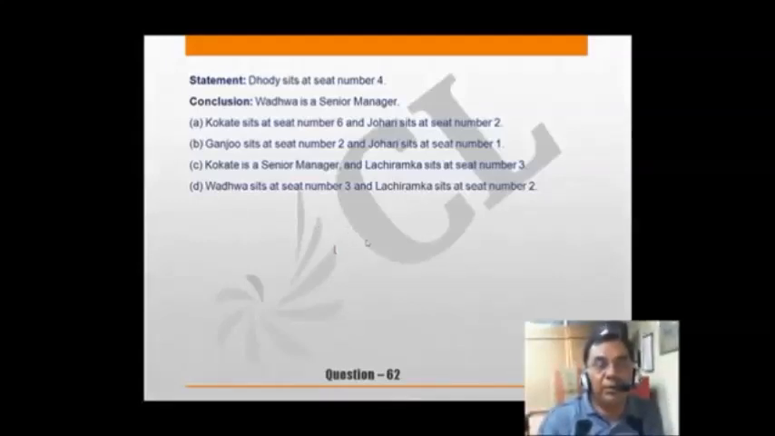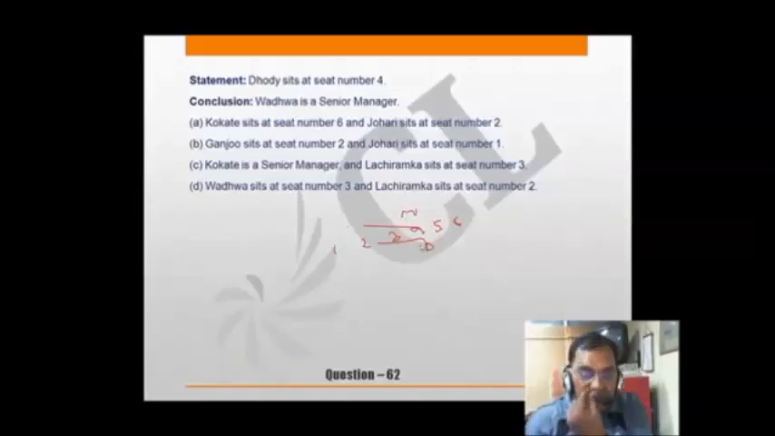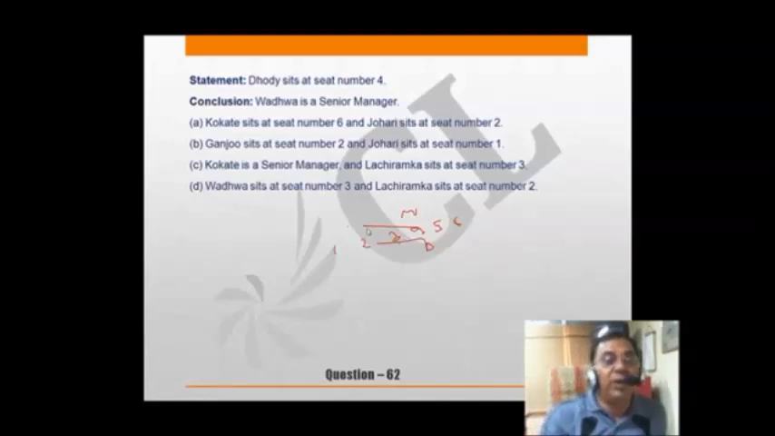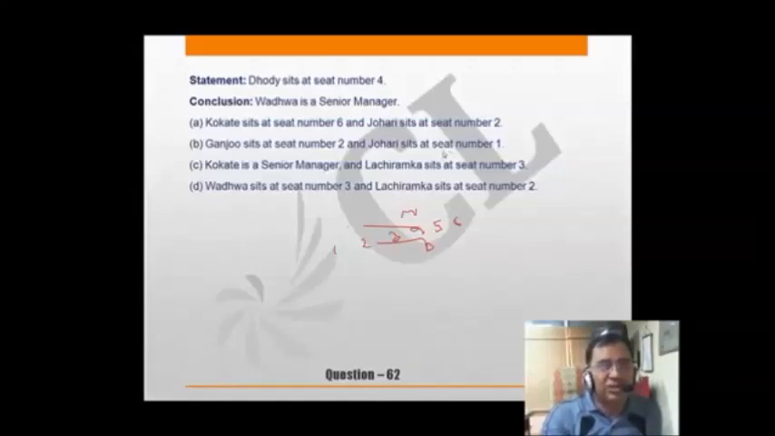1, 2, 3, 4, 5, 6. Manager, Dhodi. So Vadhva cannot come at 3 and 5. Vadhva is a senior manager. No, 4. Kokate sits at number 6. And Johari sits at number 2. We cannot find the manager or senior manager, so this condition is useless. Ganju sits at number 2, Johari sits at number 1. Still we cannot get who will be the manager, who will be the senior manager. So again this condition is useless.